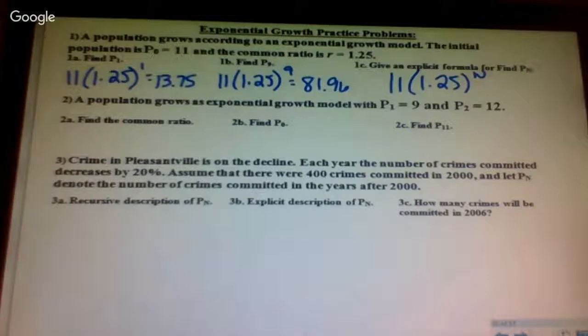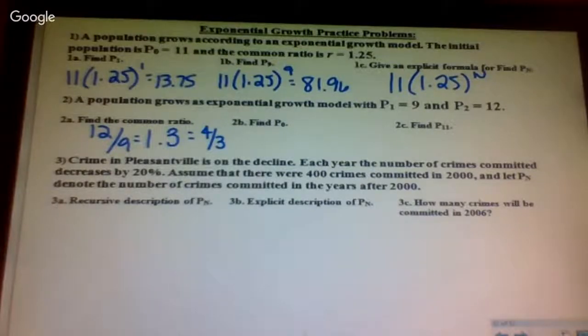Number 2, a population grows as an exponential model. P sub 1 is 9 and P sub 2 is 12. We need our common ratio first. How do I get that? 12 divided by 9 is 1.3 repeating. When it repeats, I would change it to a fraction, so 4/3. That is my suggestion, because when you round it, you stop it from continuing.